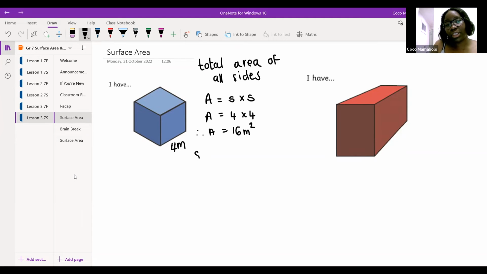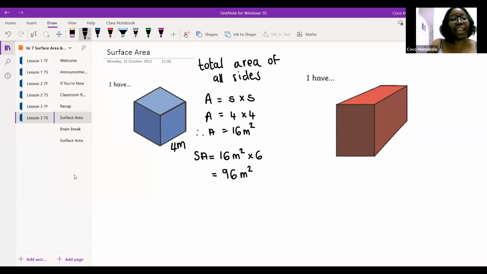And then I'm going to say surface area. How many faces of my cube are there? There are 6. So 16 times 6, which equals 96. 96 what? 96 meters squared. Excellent. Please don't forget my meters squared. They're very important. Okay, very well done.